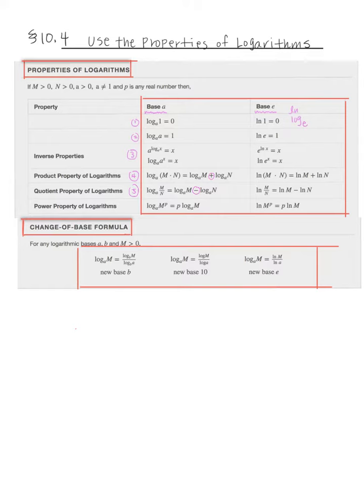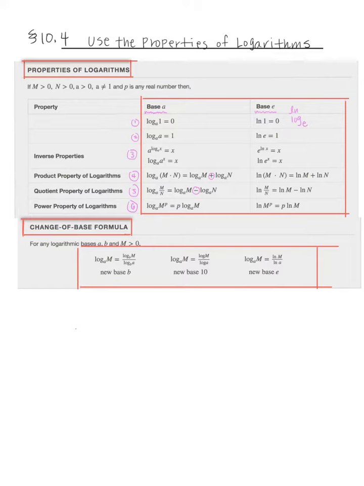And the last one is the power property. So if you got a log base A of m to the p, that little p is an exponent on m, you can bring that exponent in front of the log. So we got log base A of m to the p equals p times log base A of m. Now same thing with the natural log ln. So we got ln of m to the pth power, bring that p in front of the ln, and you got p ln of m.